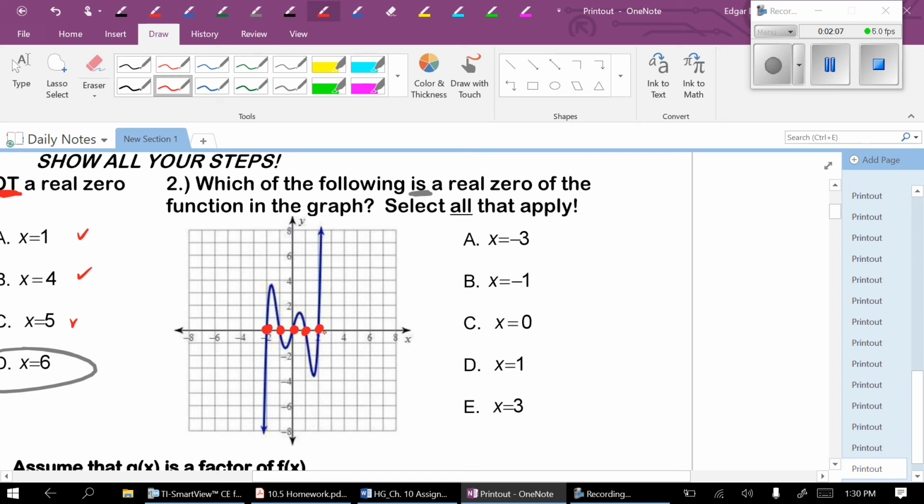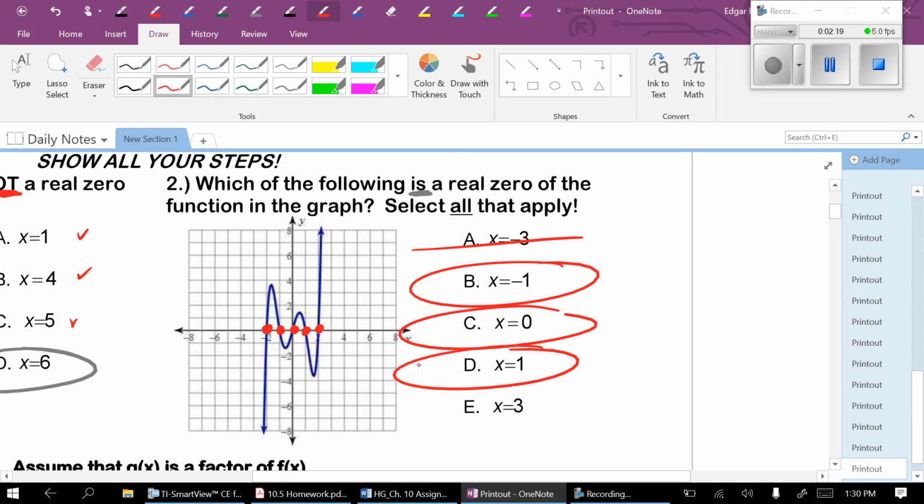So x equals -3, that is not a real zero, so that's not one that I want. X equals -1 is, so B is an answer. X equals 0 is, that's one of the x-intercepts. X equals 1 is, and then x equals 3 is not. X equals -3 and x equals +3 were not on my blue graph. So no, those were not solutions. So only B, C, and D.